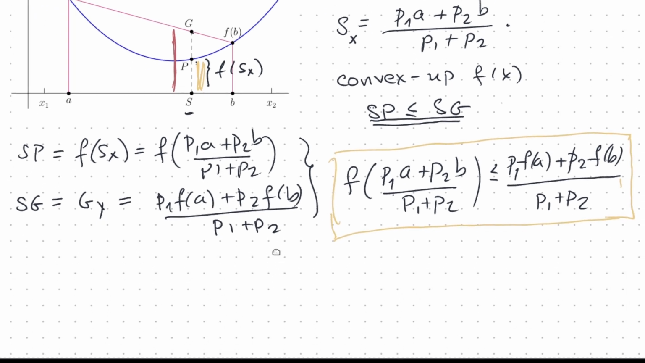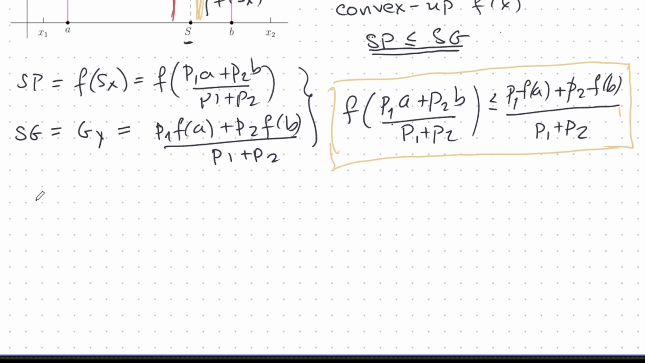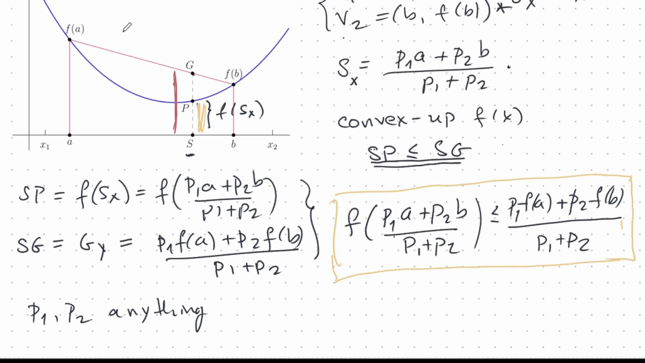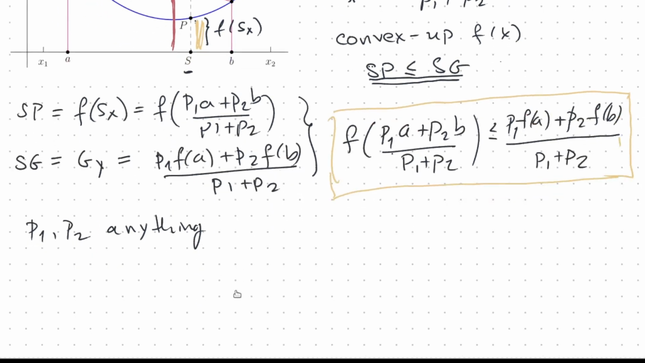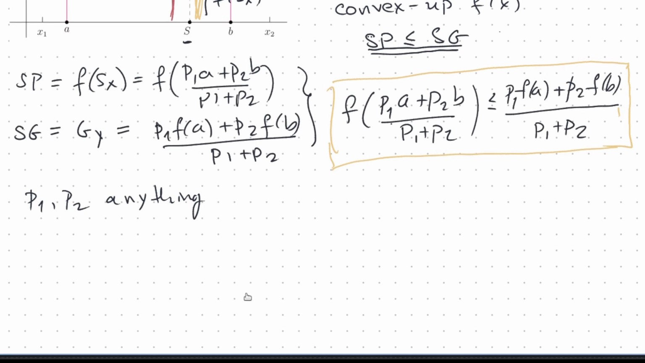So what I'm going to do is normalize the weights. Right now, P1 and P2 can be anything. I can choose, for example, a proportion of 5 to 2, or a proportion of 7 to 3, or whatever. So these two numbers can be anything. But if I normalize them, then things become more elegant.